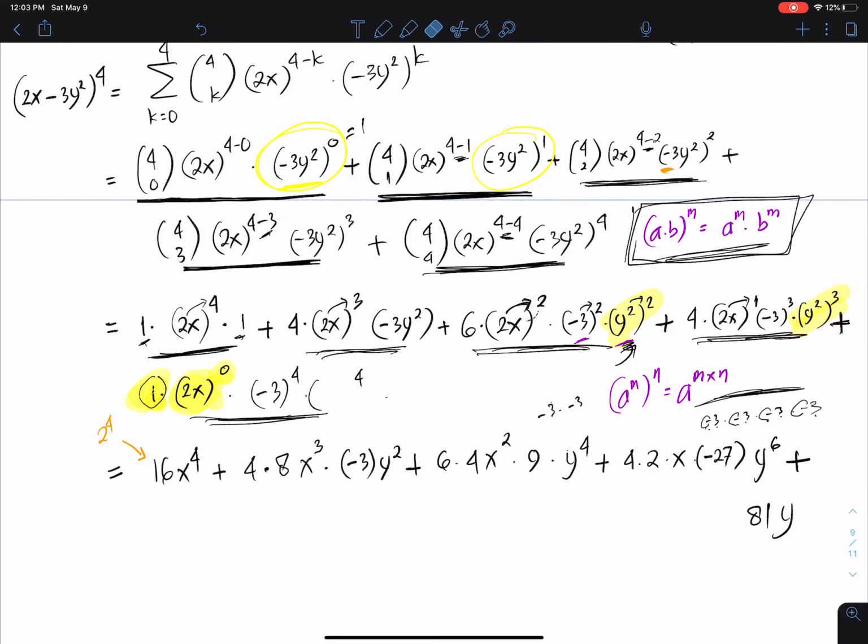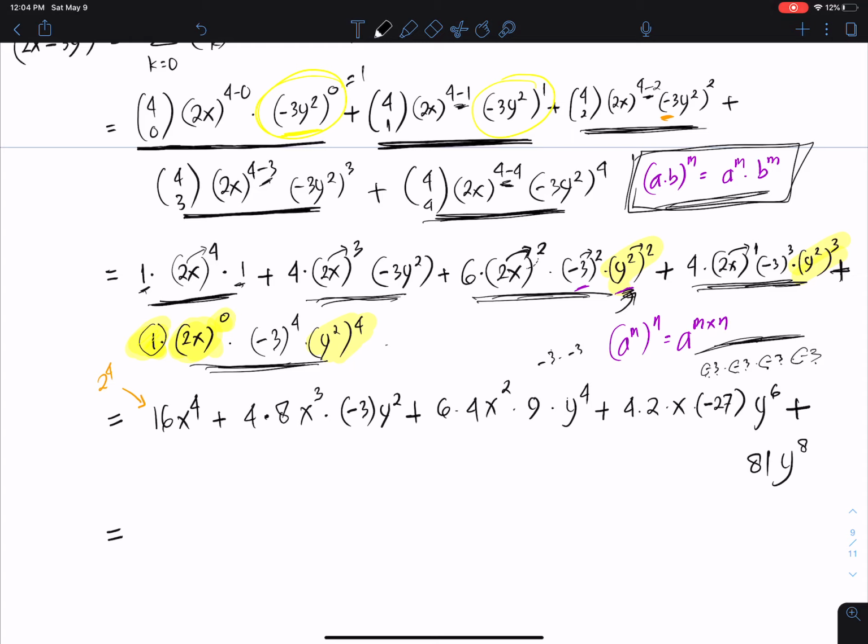Y, oops, hold on. Y to the power of 2 to the power of 4. This is where I see many students get wrong. You put 6, instead it should be 8, 2 times 4. But many students put it as 6 in there. So it should be y to the power of 8, not 6. Okay, so complete now. Just need to settle again, a few more steps.